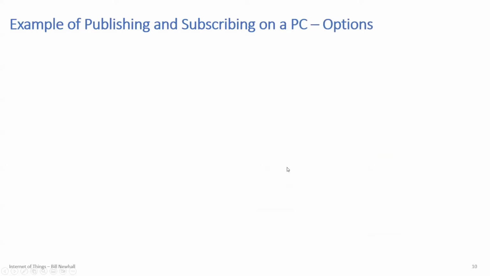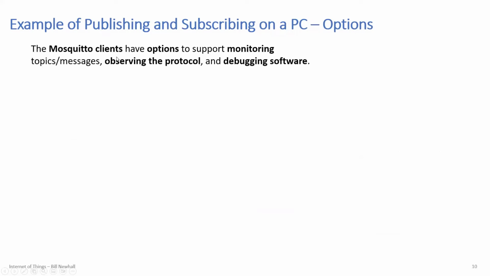Okay, so let me show you a way of publishing and subscribing on a PC. And this applies to our lab because you're going to be publishing and subscribing using a PC as well as using your test bed. So these Mosquitto clients, these are MQTT clients, the software is Mosquitto. You can download that for free. You're going to do that during lab. The Mosquitto clients have options to support monitoring topics, monitoring messages, observing the protocol to see what's being sent back and forth each time you send a message, and also debugging messages.